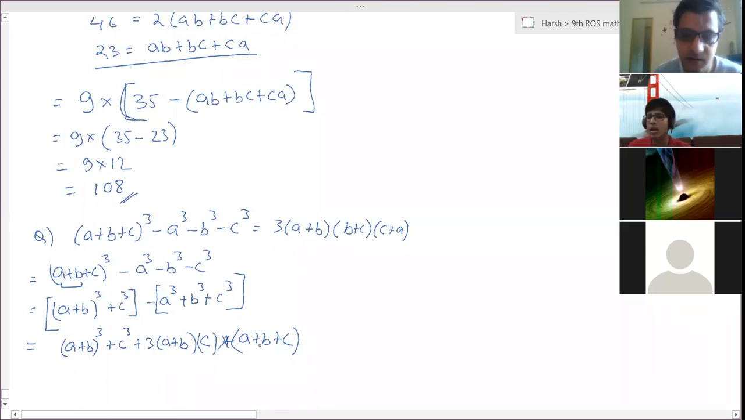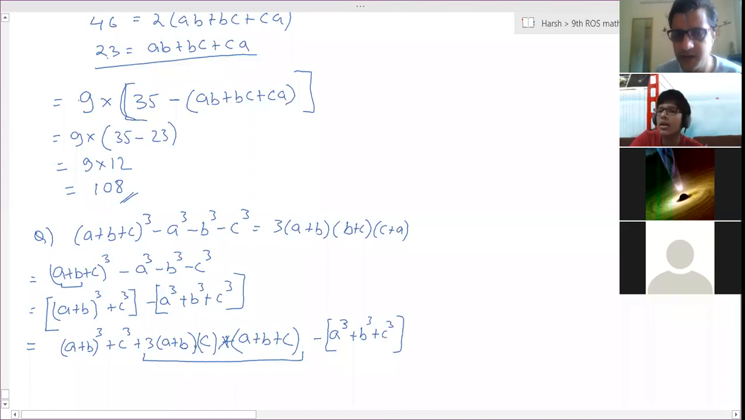Yes. Next, minus again the same: minus (a cube plus b cube plus c cube). Then when we do, sir, we'll get... First, you have changed the question, sir. You have added a few new terms. From where, sir? Sir, we are writing it in the form 3ab into... we can take 3 into (a+b) into c, into (a+b+c).